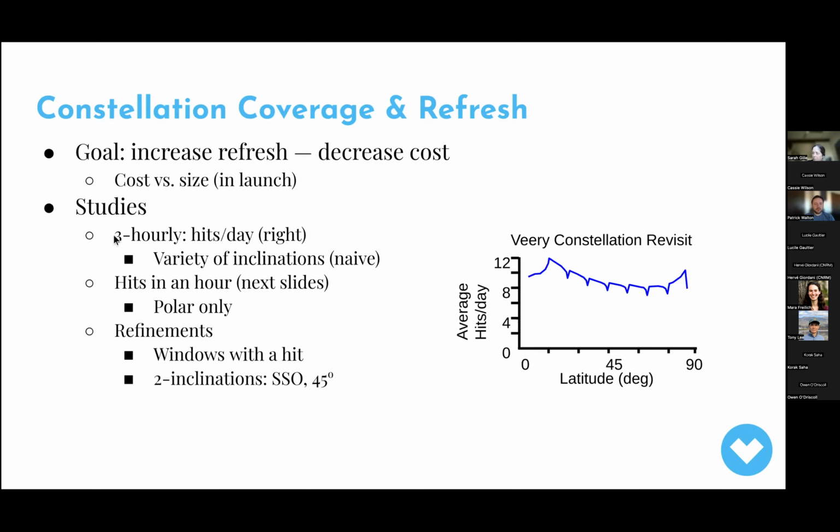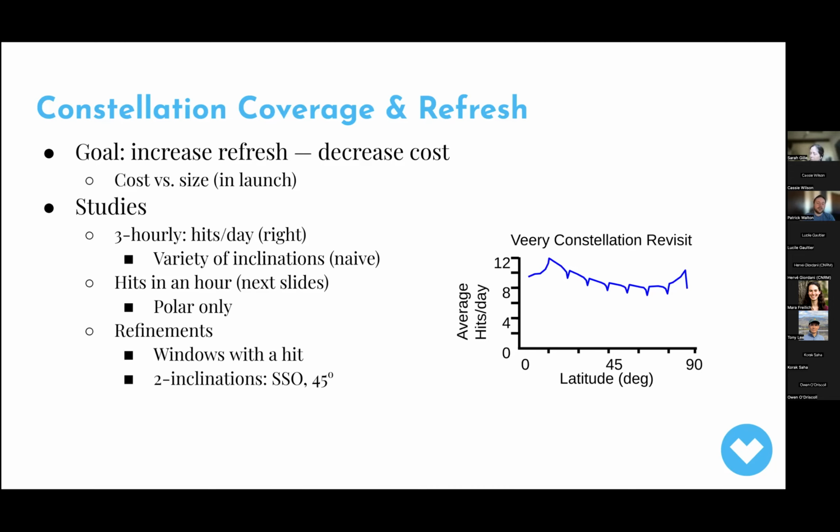One of our initial studies looking at what would it take to get 3 hourly refresh was somewhat naive in terms of just looking at the raw number of hits per day and assuming we could launch into any inclination we wanted. For that one, we found that we needed about 8 satellites to get 8 hits per day. But when we look at a more realistic study where we're just using those polar satellites, and we're recognizing that hits per day is not the same as hourly refresh, we find we need quite a bit more. So the study I'll go to on the next couple slides, that one we were looking at how many hits in an hour window using just polar satellites, and we found that to get hourly coverage we needed about 36 satellites.